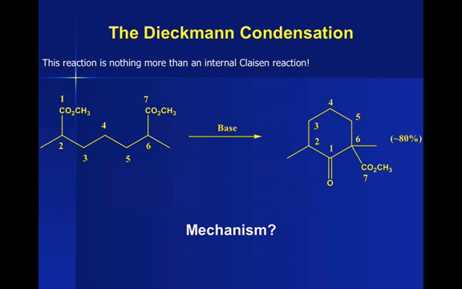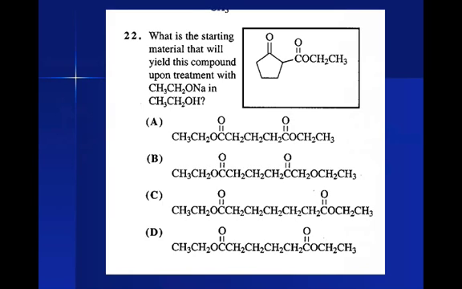Now, could we get the product where 2 functions as the nucleophile and 7 functions as the electrophile? Yeah, but could we tell any difference? And why not? It's symmetrical. That's right. That's why we can get away with just using a base like sodium methoxide, because we don't have to worry about which carbon serves as the nucleophile, because it's symmetrical. We're going to get the same product either way. Okay? So what is the starting material that will yield this compound upon treatment with sodium ethoxide in ethanol?